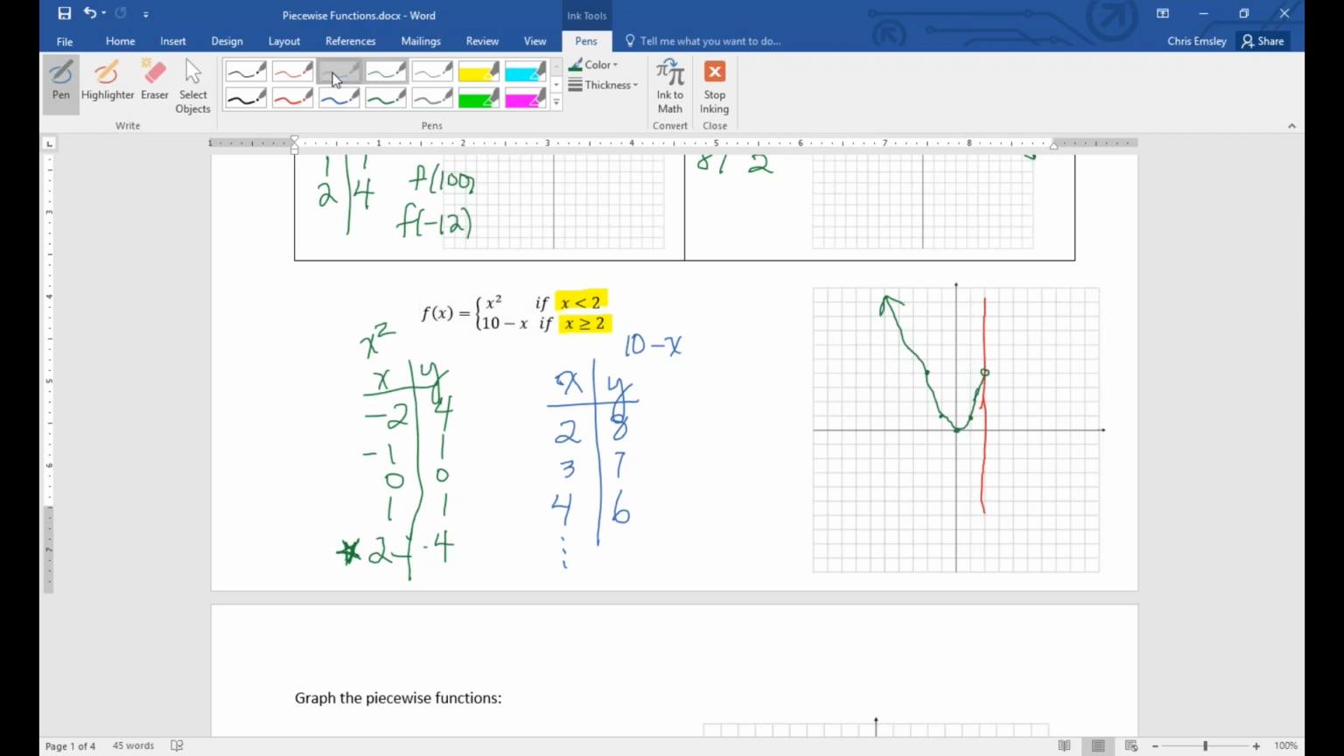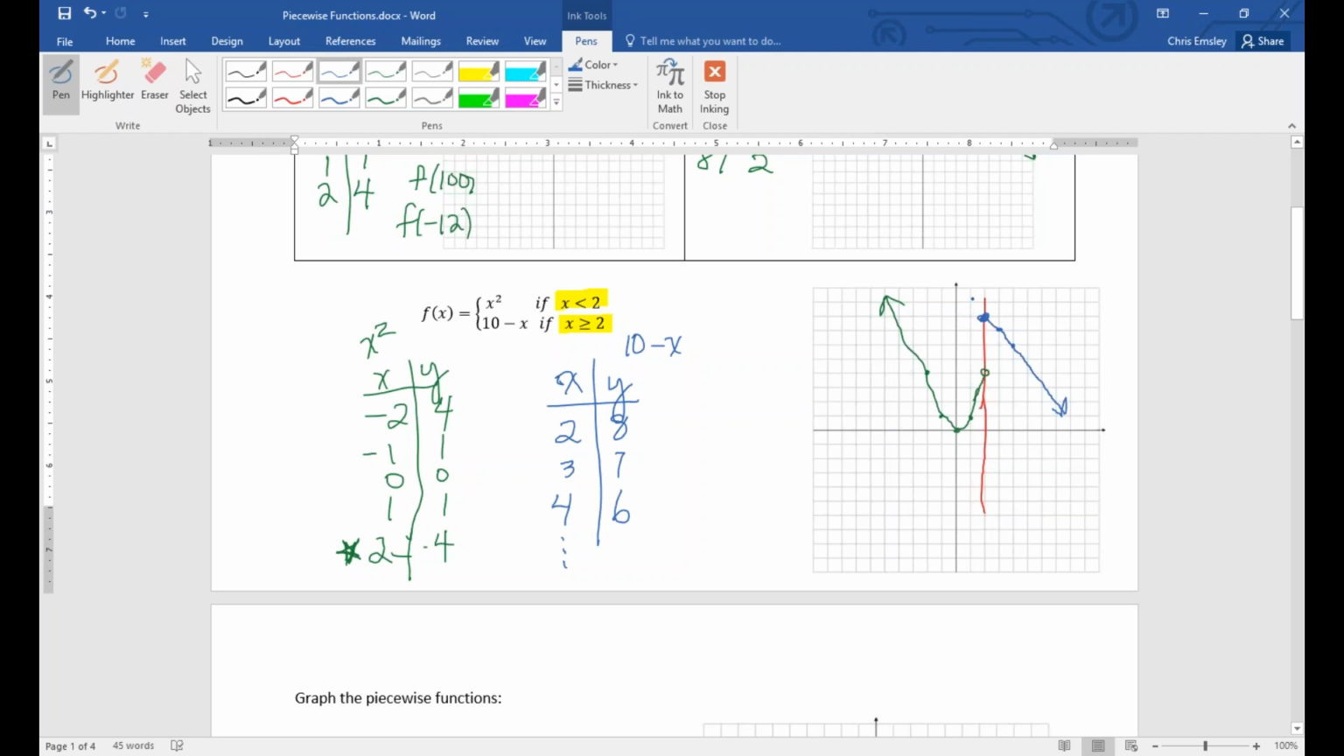The other part is for the values of x greater than or equal to 2. So 2, 8 would be about here. And now I do want to close that circle in because this is greater than or equal to 2 for this part. 3, 7, and 4, 6. So here we get that piece of our linear graph.